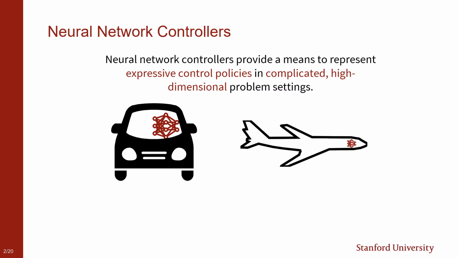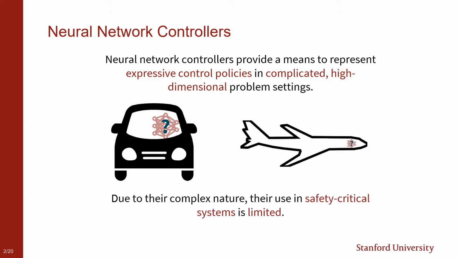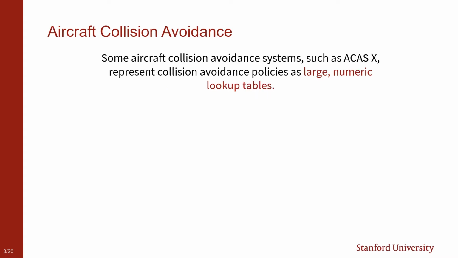However, due to their complex nature, it can be difficult to predict what a neural network will do across all possible scenarios. For this reason, the use of neural networks in these types of applications has been limited up to this point. In this work, I'll use aircraft collision avoidance as a motivating example.